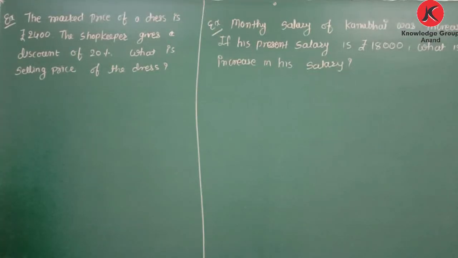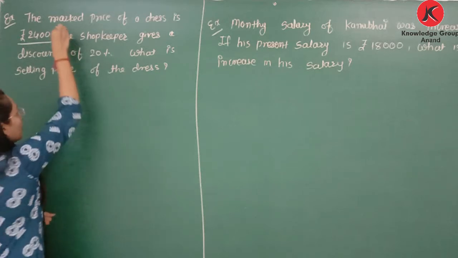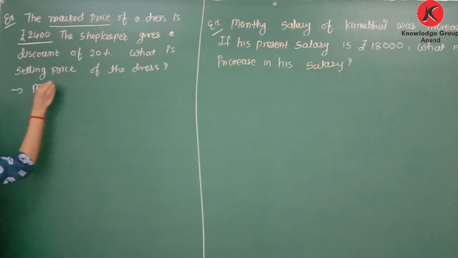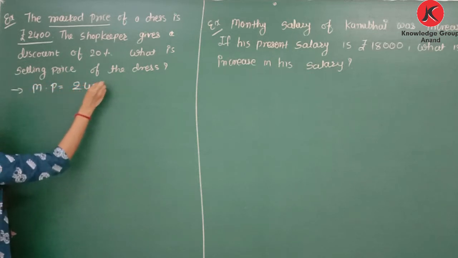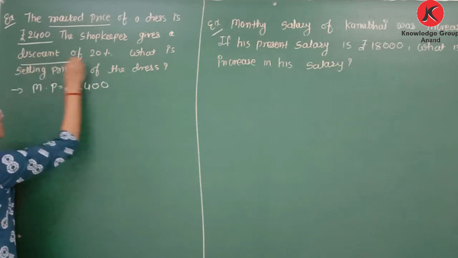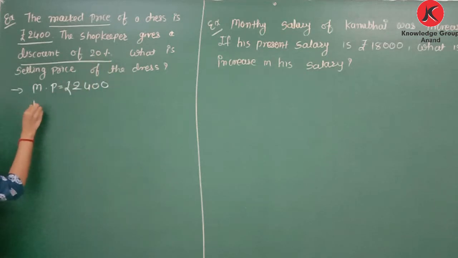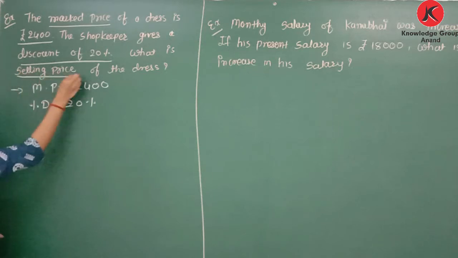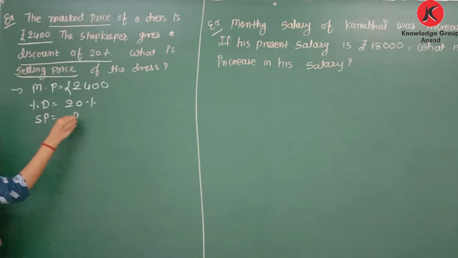So next example, the market price of a dress is 2,400. The shopkeeper gives a discount of 20%. What is the selling price of the dress? So here in the question, which information is given? So 2,400, that is the mark price. So we can write mark price is equal to 2,400. Discount percentage is given 20%. So we can write percentage discount is equal to 20%. And what we need to find? Selling price.